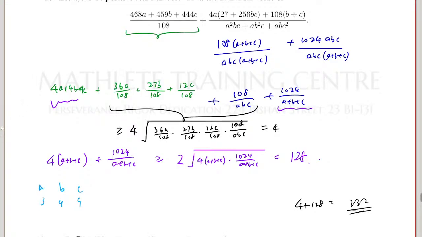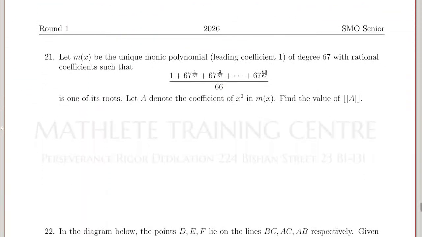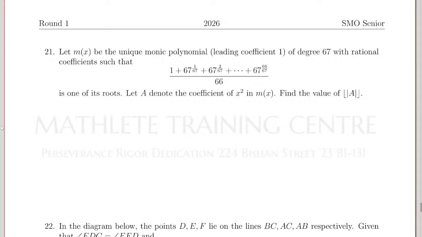I still have 5 questions before I can go and pee. Question number 21. Let M(x) be the unique monic polynomial with degree 67, with rational coefficients such that this number is one of its roots. Let A denote the coefficient of x squared. Find the value of the absolute value of A, rounded down.